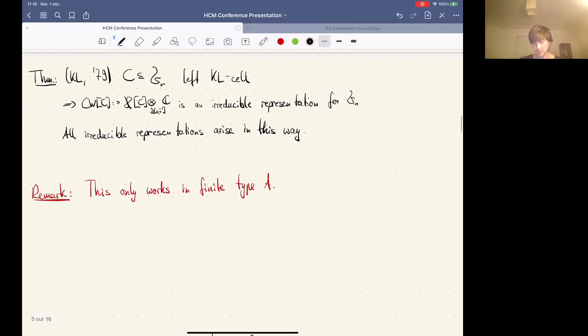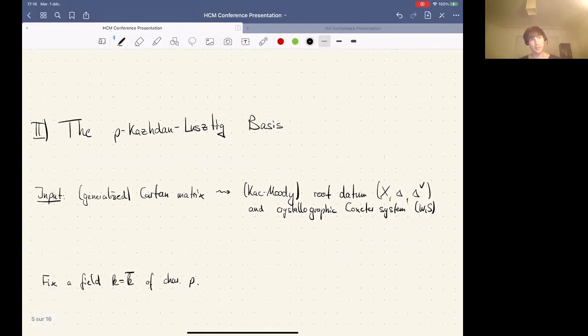Okay, so in the second part, I want to introduce the p-Kazhdan-Lusztig basis. In principle, the input for the p-Kazhdan-Lusztig basis one should think of as a generalized Cartan matrix, to which we can associate a Kac-Moody root datum, which consists of some finitely generated abelian group X and sets of roots and coroots, which should be thought of more like positive roots and positive coroots in this setting. And we can also associate a crystallographic Coxeter system (W, S) to this data.